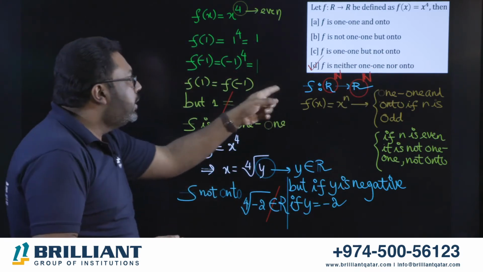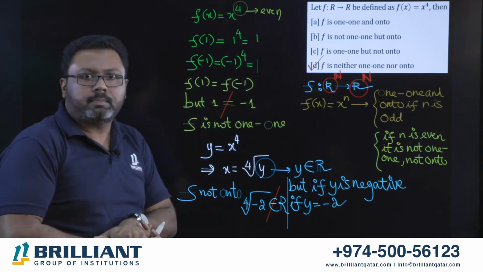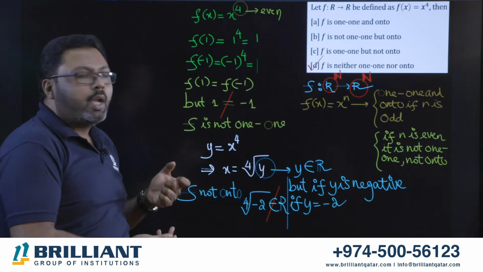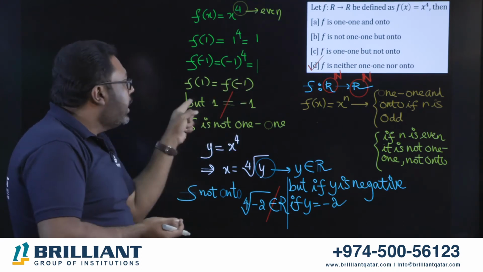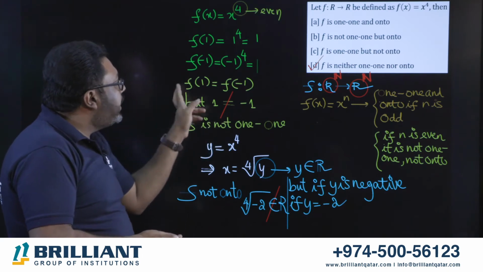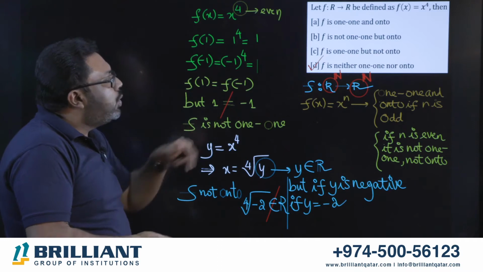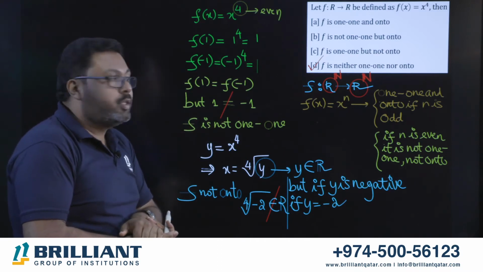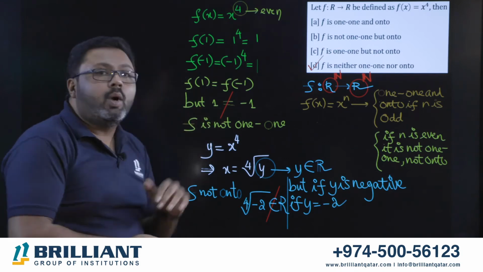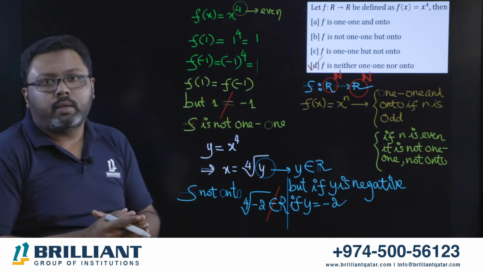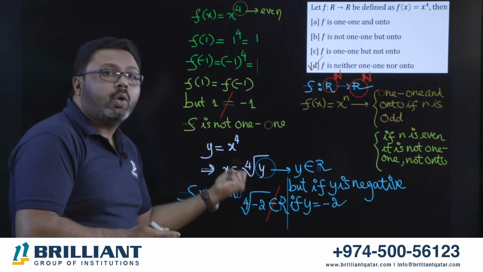For natural numbers, definitely you can't take a positive number and a negative number. Only positive numbers. So every positive number is going to make it 1, 1, because it was not 1, 1 only because of the presence of a negative number whose even power is also the same. So if it is natural number to natural number, it is 1, 1. Okay. Is it onto? It is not onto.